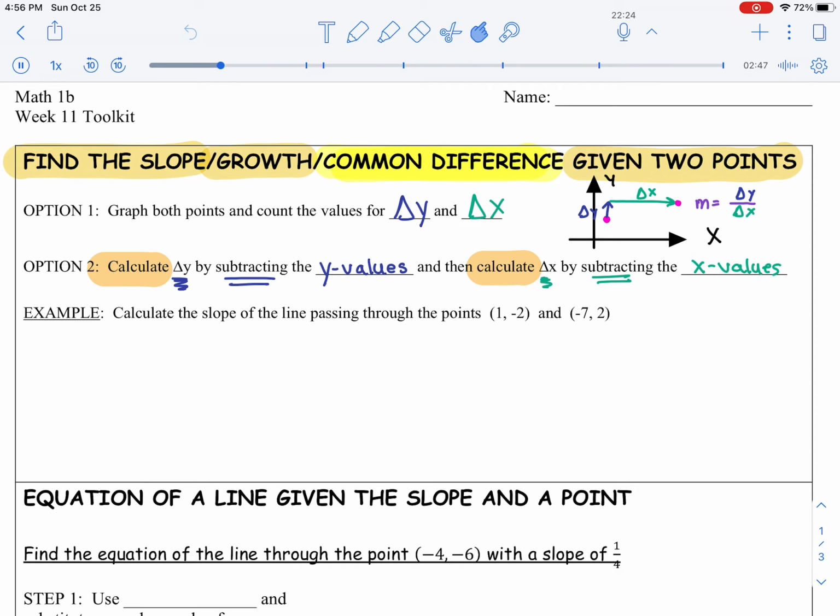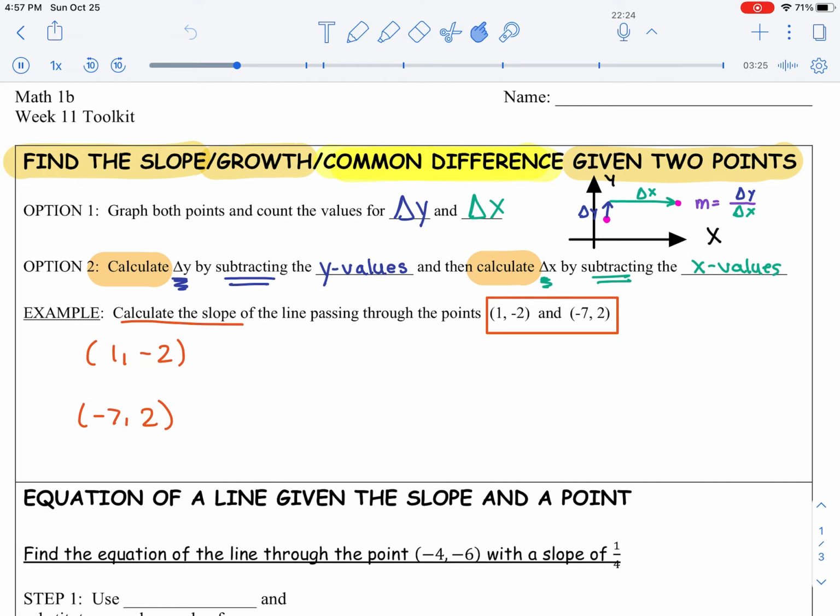And here's my example. Calculate the slope of the line passing through the points (1, -2) and (-7, 2). Could we draw a graph? Yes. Are we going to right now, though? No. So I'm going to start by rewriting my points: (1, -2), (-7, 2).